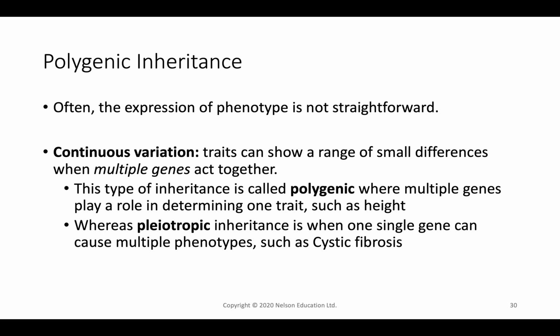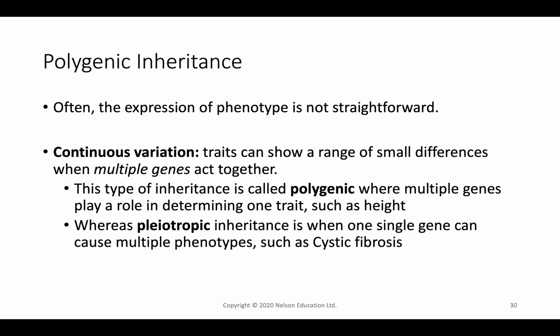Dominant and recessive is the easiest version of how traits interact. Oftentimes, the way a phenotype is expressed is not straightforward. Traits can have a lot of different outward appearances when what's called polygenic inheritance occurs, when multiple genes act together. A good example of this is human height, human skin color. There are multiple different genes that play a role, so it's not just one.